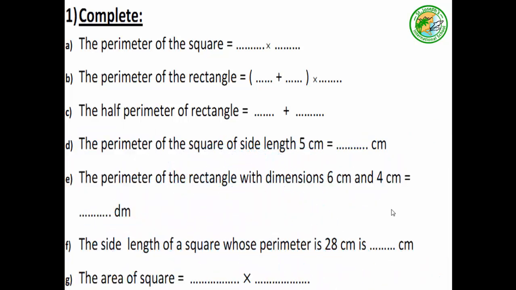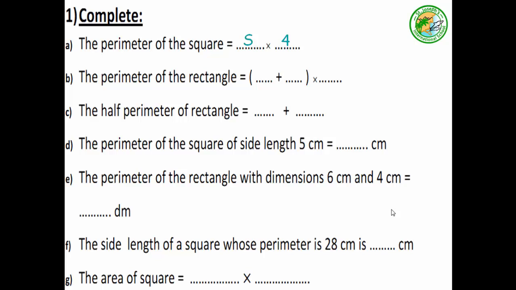Complete the following. The perimeter of a square equals... we don't have any numbers here, okay? So here we only write the rule. The perimeter of a square equals side length times 4.